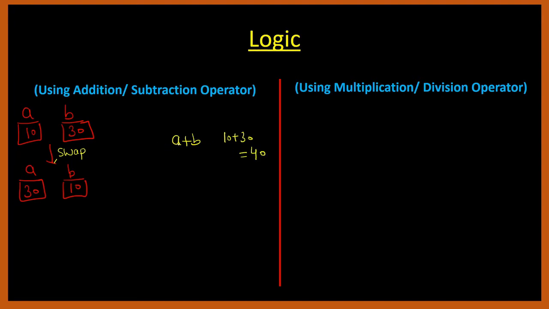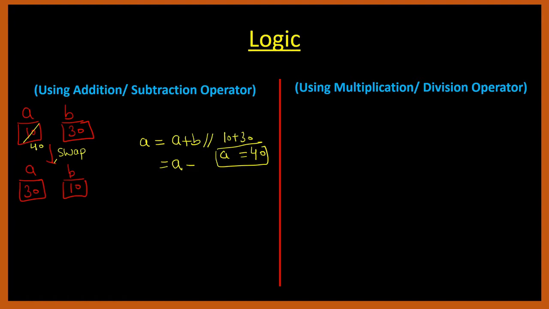Now I can store this A plus B either in A or B. So let's say I write A here. You can write B also. Now this A will contain 40. So this line gives me A equal to 40. That means here it will contain 40 now. Now this calculated sum should be used in the next line. So I will write A, that is 40, minus.